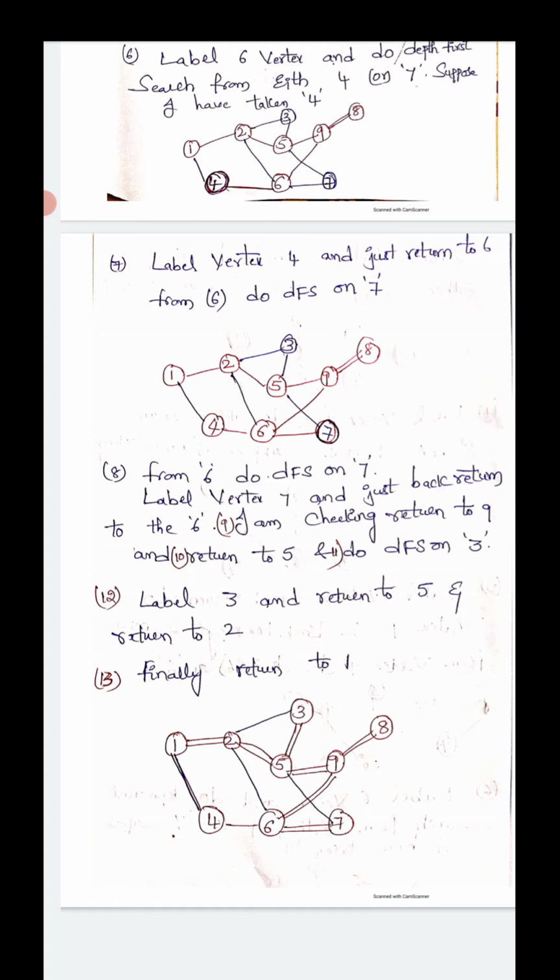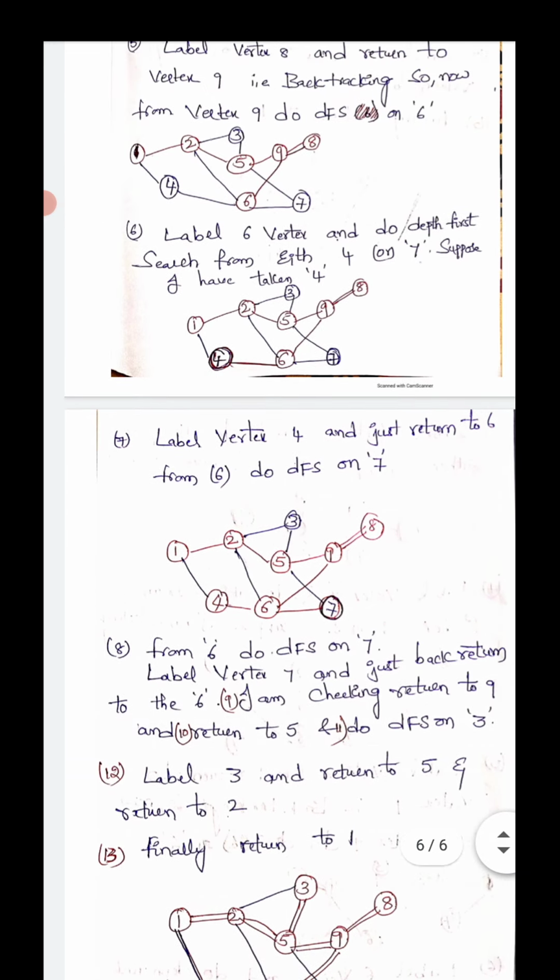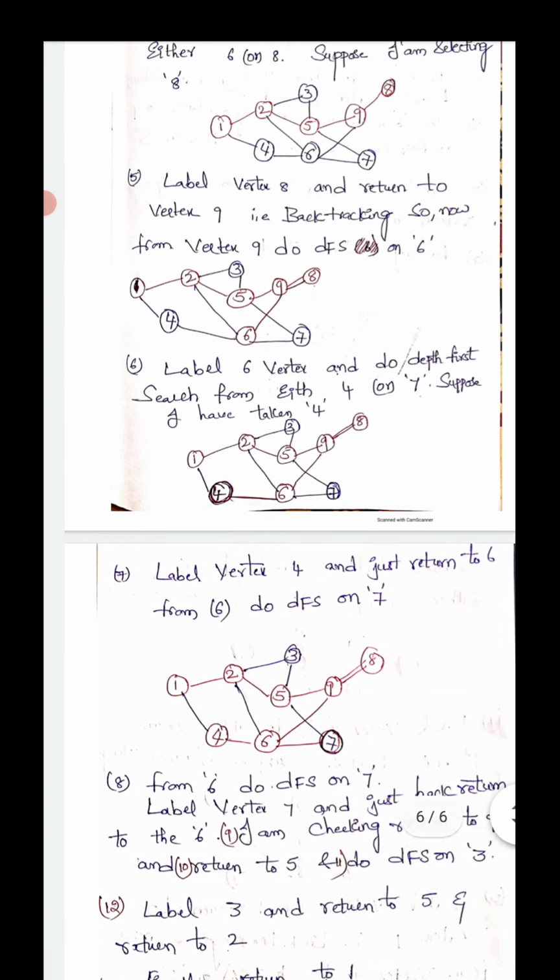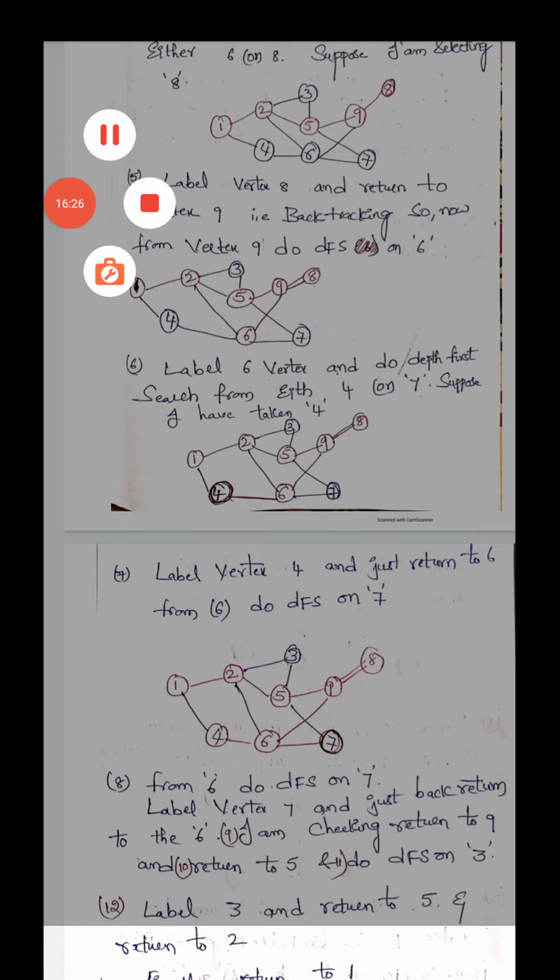That's why I give double lines, and we do DFS on node 3. I give double lines there, then return to 5, which is already there, and return to 2 with a double line. Finally, return to 1 with a double line. This is the concept of depth first search. If you have any doubts, please ask me. Thank you, one and all.